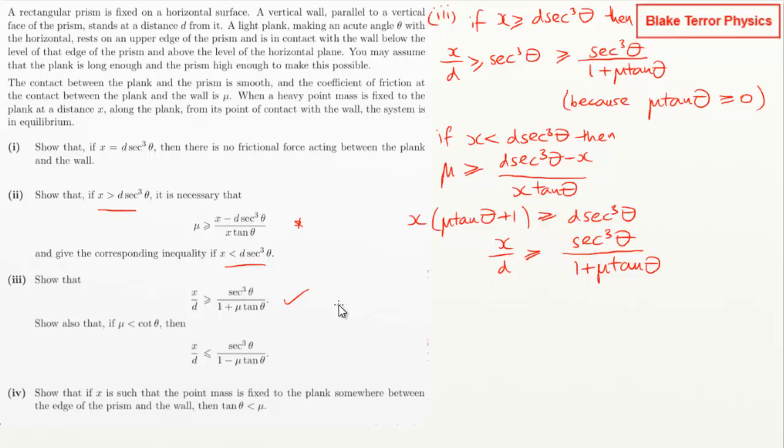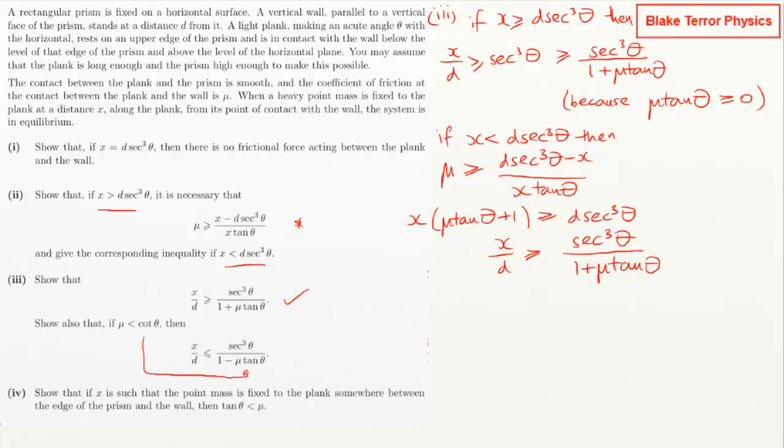Right. Show also that if mu is less than cot theta, then we've got that. Okay, so you can see why that inequality is useful here, why it's of interest, because that denominator there, if mu is equal to cot theta, then we're getting 0 on the denominator. So we want to keep that from being 0 or being negative for that matter.